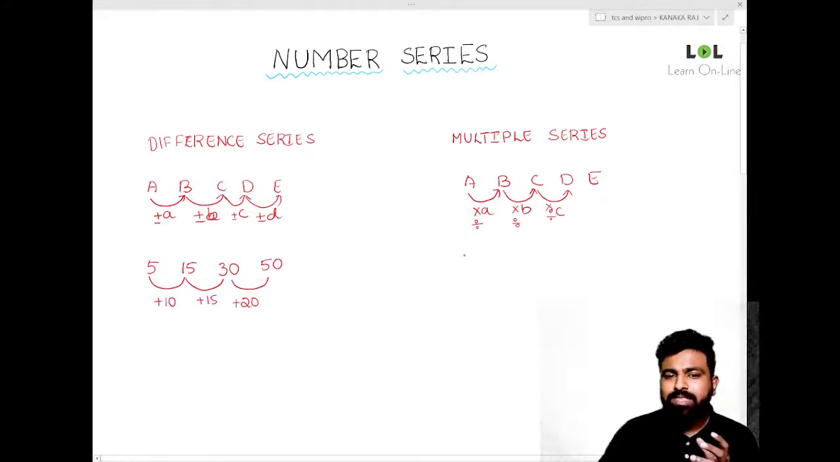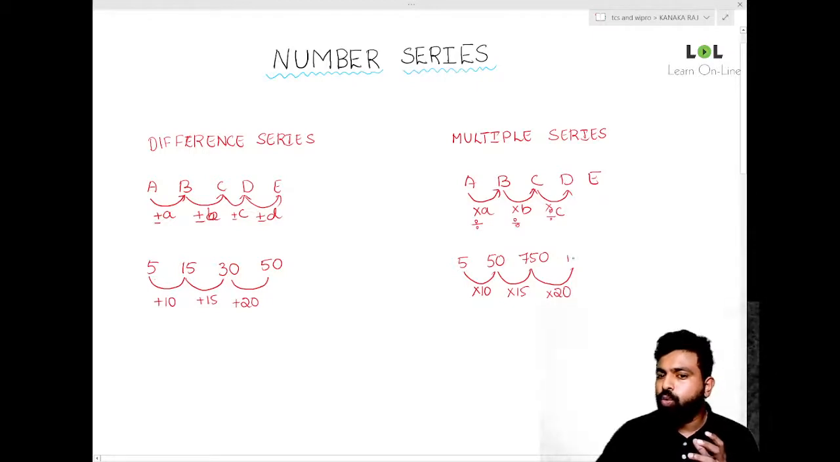So I'll be taking the same number 5 here. But instead of adding, I'll be multiplying. I'll be multiplying with 10. What do I get? 50. Next, I'll be multiplying with 15. What do I get if I multiply 15 with 50? I get 750, 15 fives is 75 and one 0. And again, if I multiply it with 20, what do I get? 75 into 2, 150 and 2 zeros.